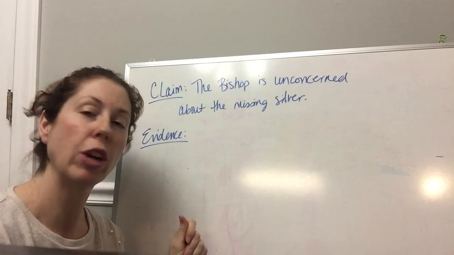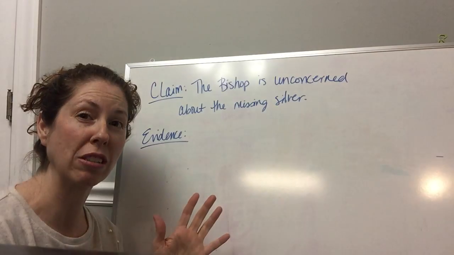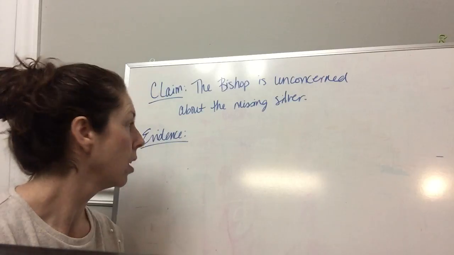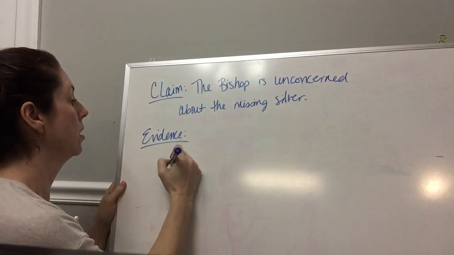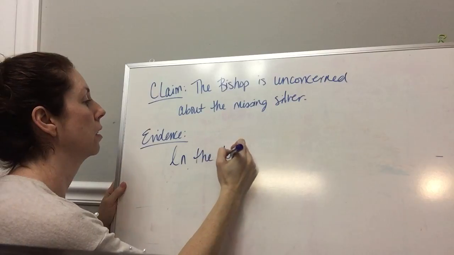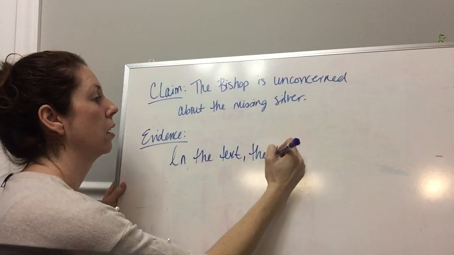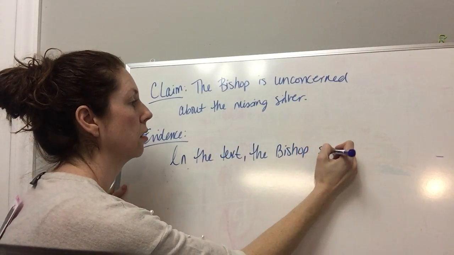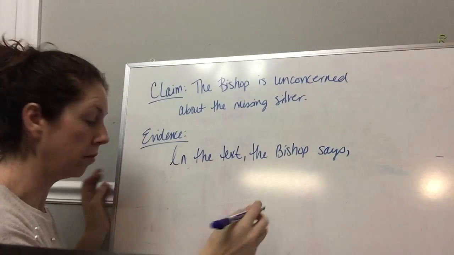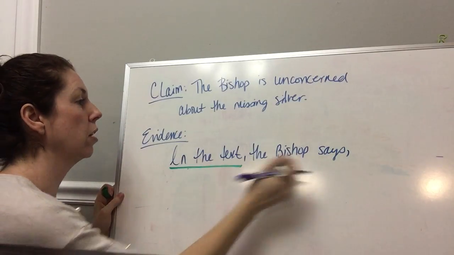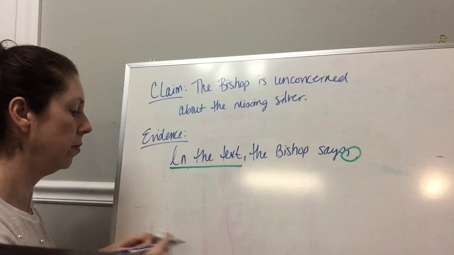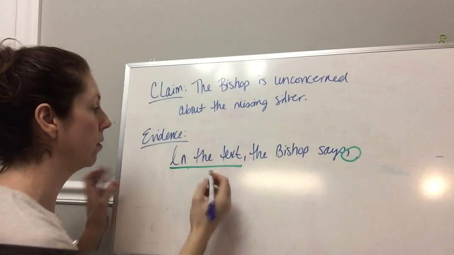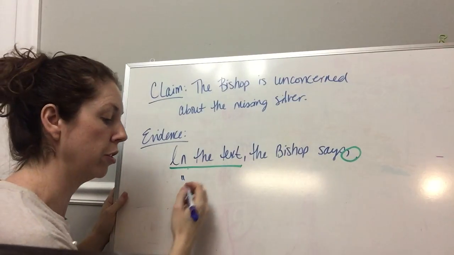Okay, so I'm going to show you one kind of normal way that we've practiced so far, and then a fancy way to do this. So I'm going to say, in the text, the bishop says, comma, got that comma in there. I got my evidence starter, got my comma. In the text, the bishop says, this is line 30. I could put line 30 if I wanted. I'm not going to, but I could.